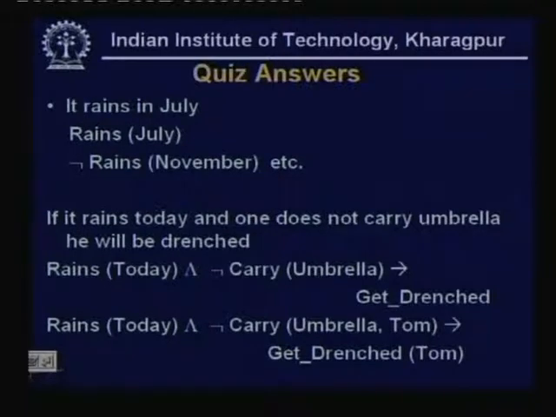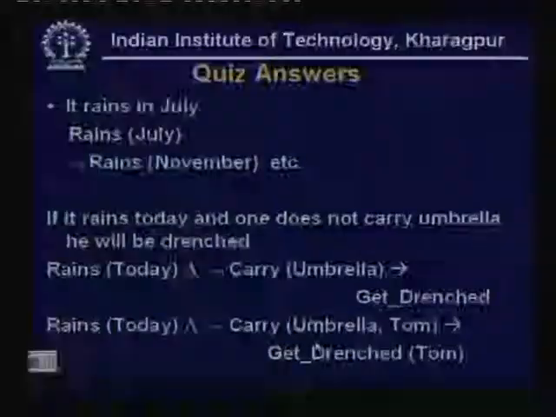Now, if we do away with this problem of "one", let us take another example. Rains today and Tom does not carry umbrella implies that Tom will get drenched. So, rains today and not carry umbrella Tom, get drenched Tom. In this way, you can try the rest of the examples. I think there were 2 more there, which you can try. The only tricky thing was here. So, now let us come back to today's lecture.